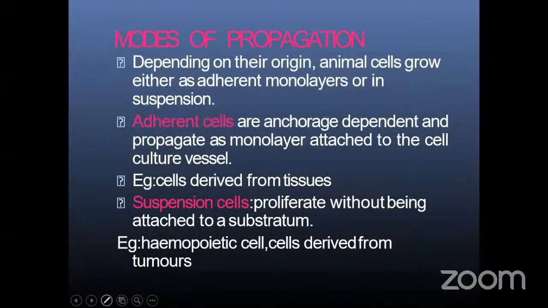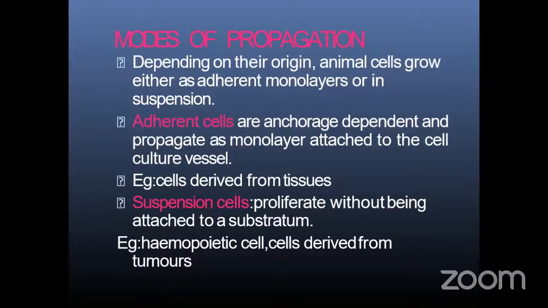So modes of propagation: we have adherent cells and suspension cells. Depending upon their origin, the animal cells grow either as adherent monolayers or in suspension. I am taking only one example. Suppose you want to culture skin cells. They are adherent. They always attach to one another and they form a layer. And if you want to culture blood cells, of course you cannot culture them in the usual sense because they cannot propagate, they won't contain nuclei. But as an example, blood cells will be in suspension, so you can go for the suspension culture.